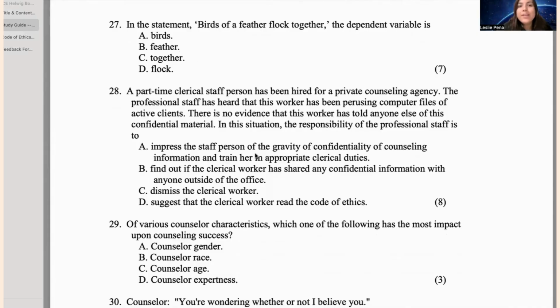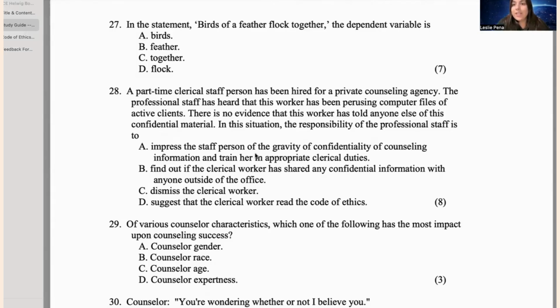A part-time clerical staff person has been hired for a private counseling agency. The professional staff has heard that this worker has been perusing computer files of active clients. There is no evidence that the worker has told anyone of this confidential matter. In this situation, the responsibility of the professional staff is to do what?